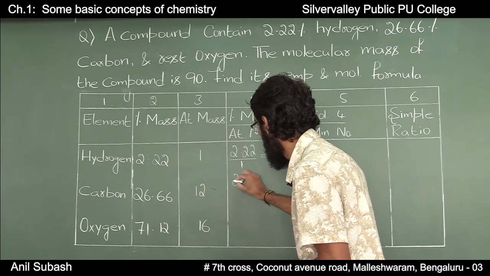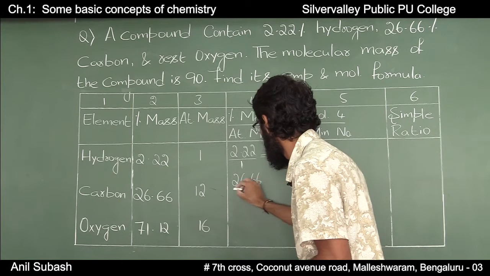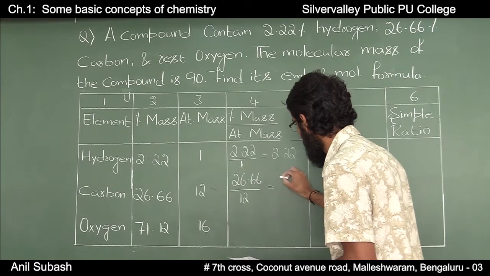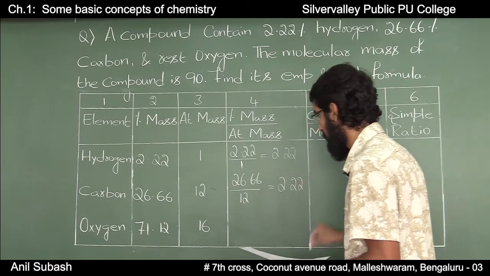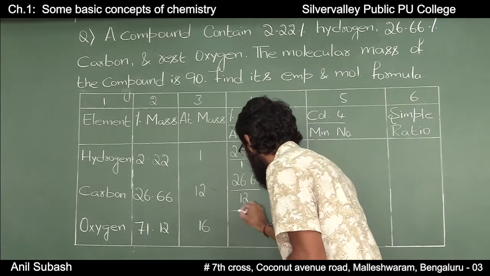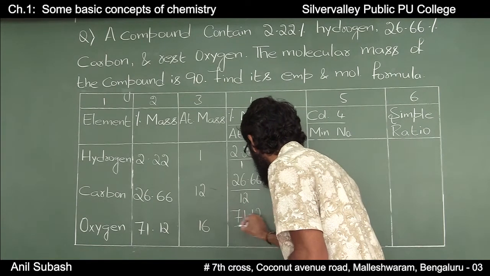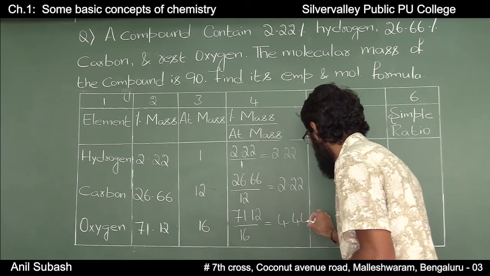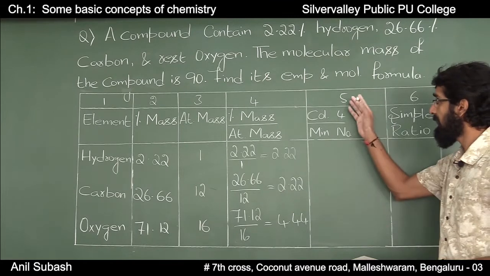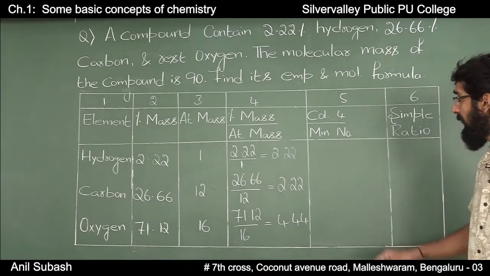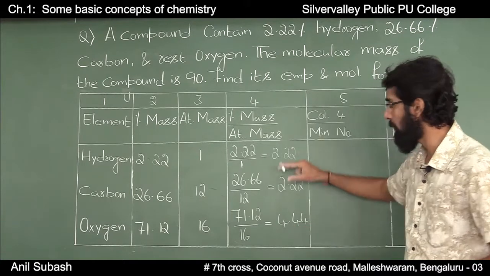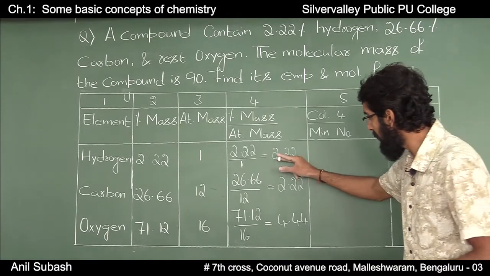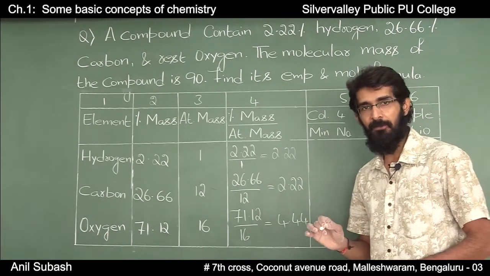Next thing, 26.66 divided by 12, that will be equal to again 2.22, and 71.12 divided by 16, that will be equal to 4.44. In the fifth column, you are supposed to divide the values in column 4 by the minimum number in column 4. The minimum number in column 4 is 2.22 itself.